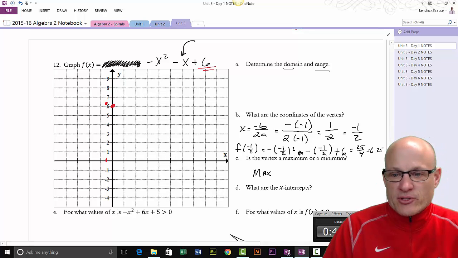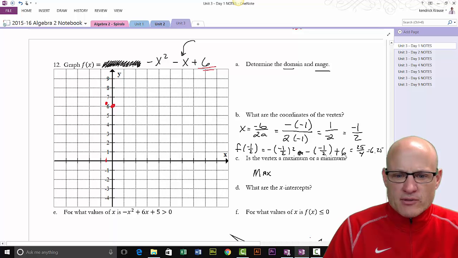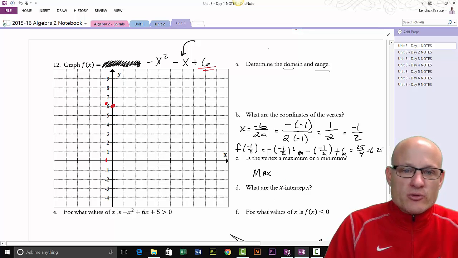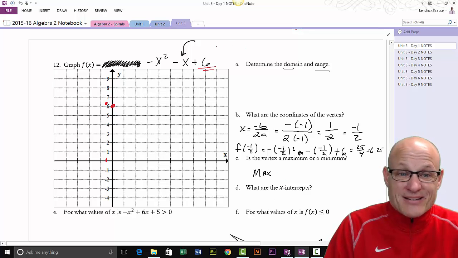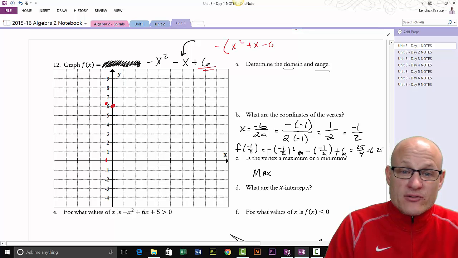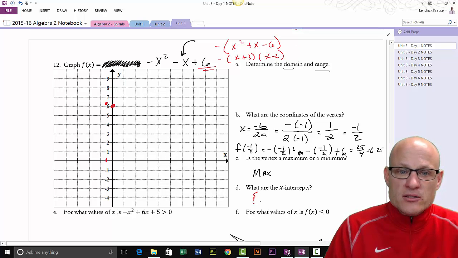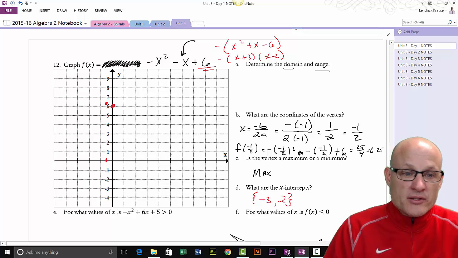Now, the x-intercepts are a little bit trickier. Am I recording? Yep, okay. What we're going to do is factor this, but I don't like factoring when the x squared is negative. So it's really negative x squared plus x minus 6. Negative times x plus 3, x minus 2. So my roots, or my x-intercepts, are negative 3 and positive 2, which means it's going to go through positive 2 and negative 3.